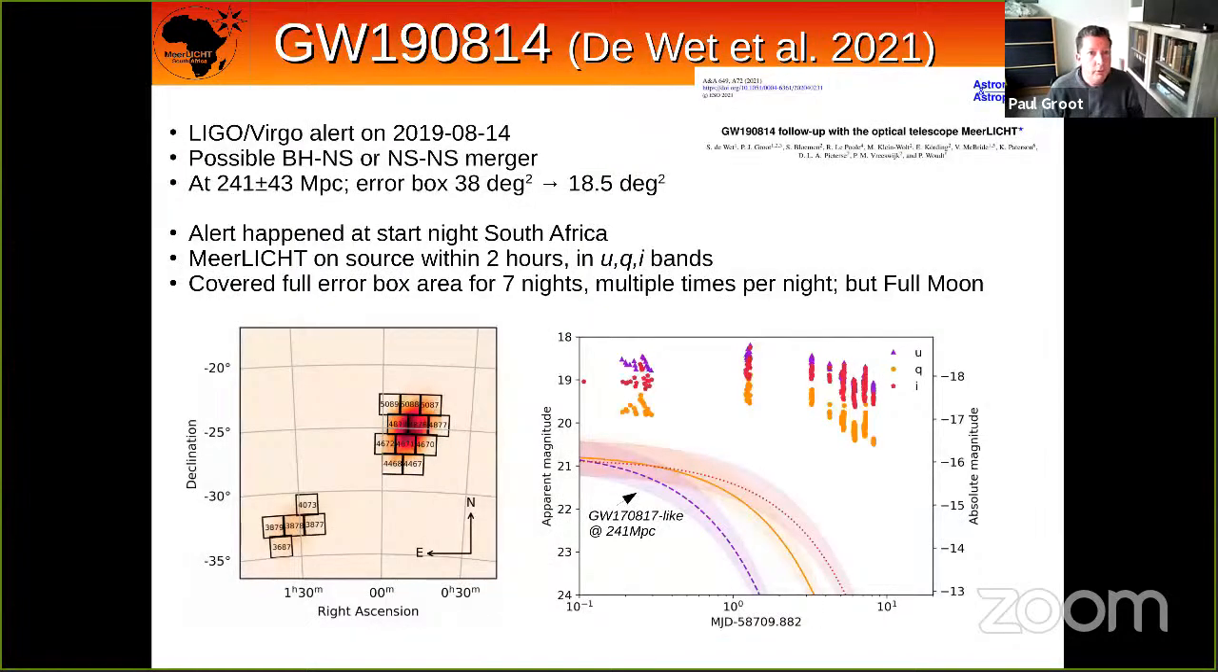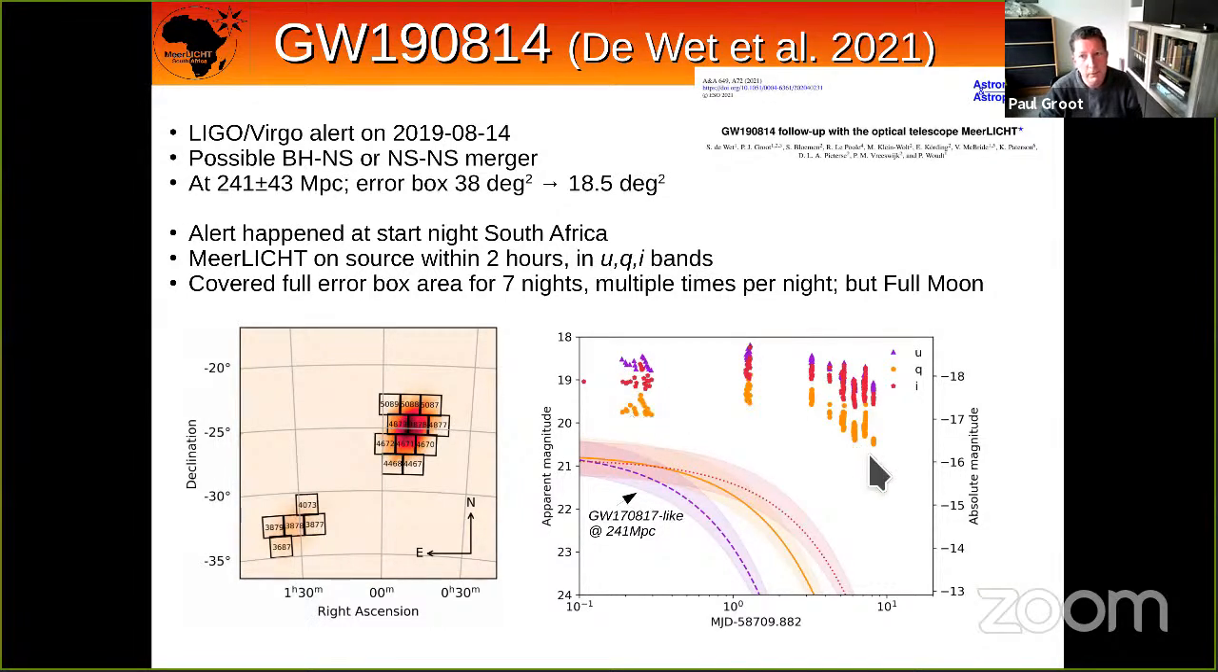One of the main science results so far has been the follow-up of GW 190814, where the event happened right at the start of the night in South Africa. It was fairly well localized, 38 square degrees initially, then 18.5 square degrees later. So we could actually cover this with a limited amount of fields, this error box. And we did that. We did it in 3 bands. We started immediately, and these are the earliest and deepest U-band data on this source.